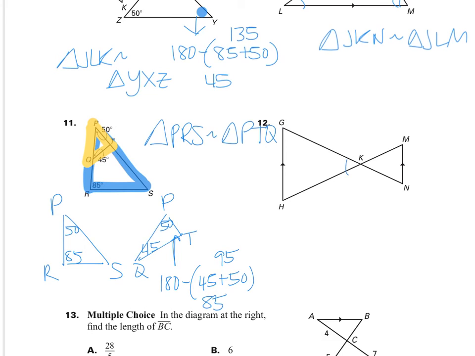And this one here, I have vertical angles are always congruent. I have parallel lines. So I actually end up with all three angles congruent. Alternate interior angles congruent. So I do have angle similarity. So we have HKG similar to MKN.